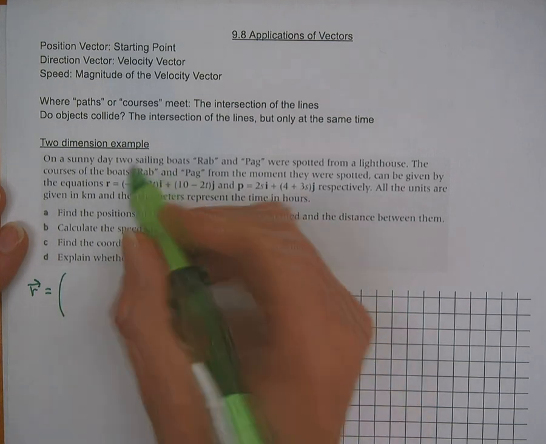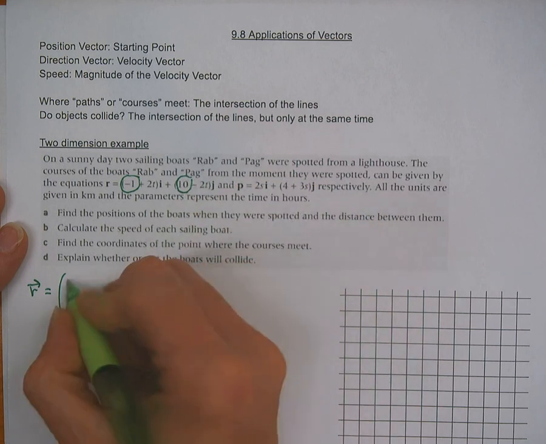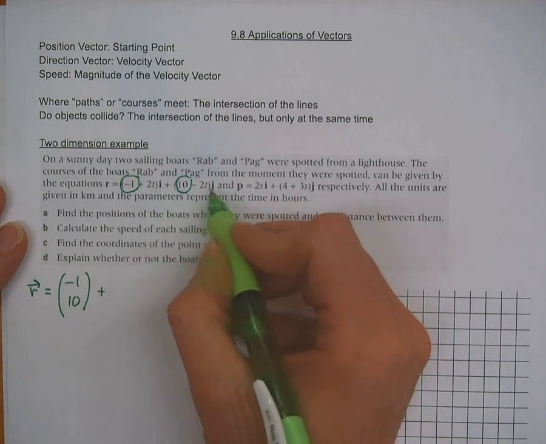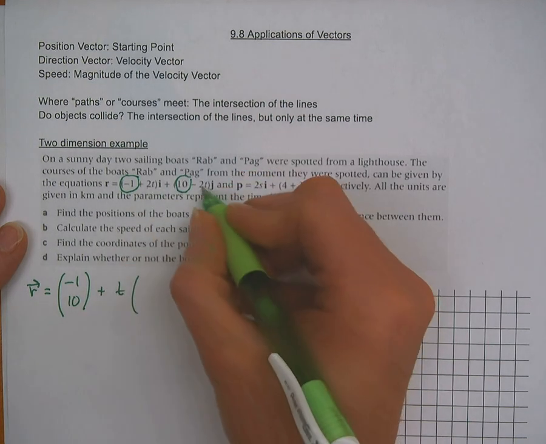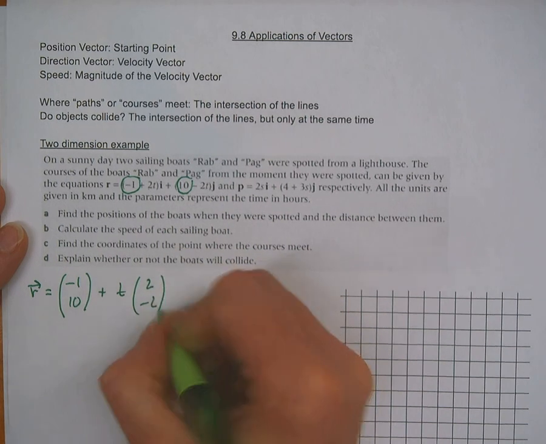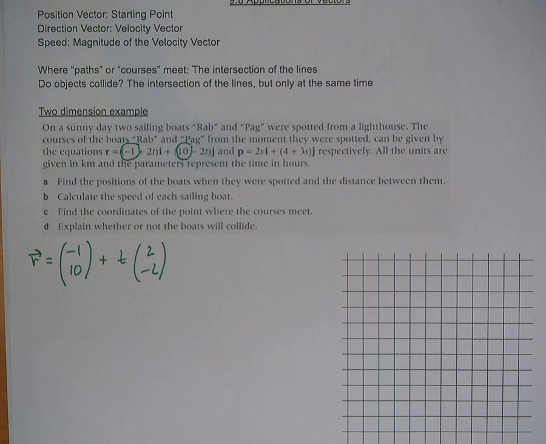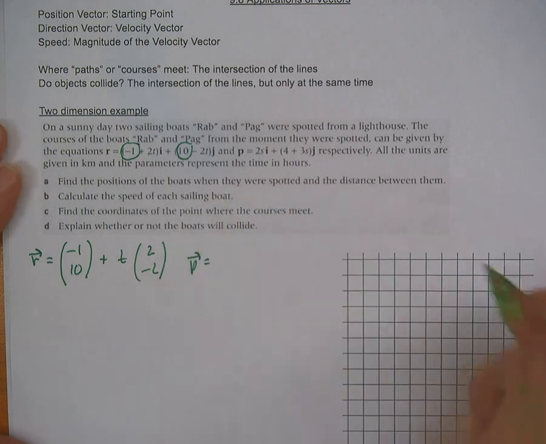So what we can do is this. We can say, well, the position vector are the numbers without the parameter. So (-1, 10). And then we have our parameter t. And then we have the direction vector (2, -2). Like I said before, we actually do not want to simplify this to (1, -1). We would then be changing the velocity. We'd be making it slower. We don't want to do that. We want to preserve the size of our velocity vector.